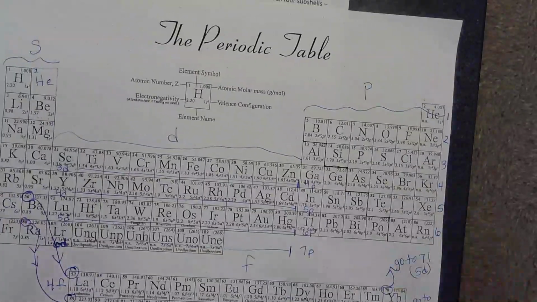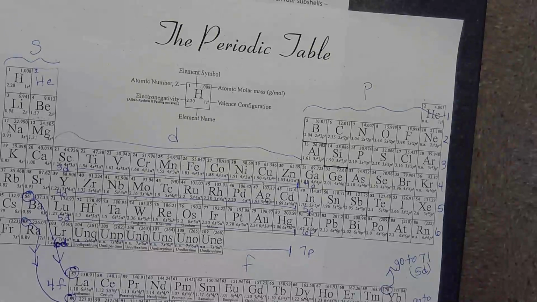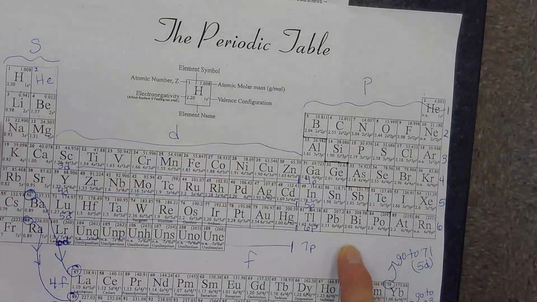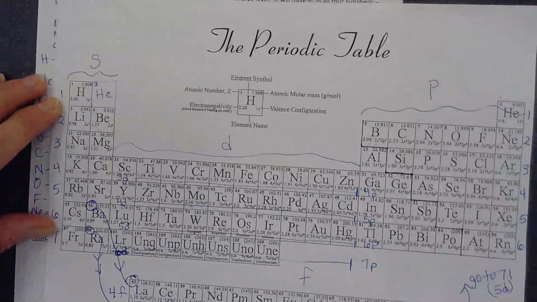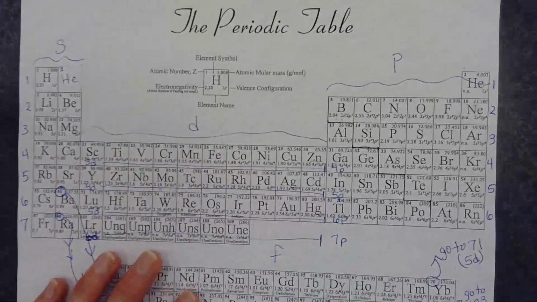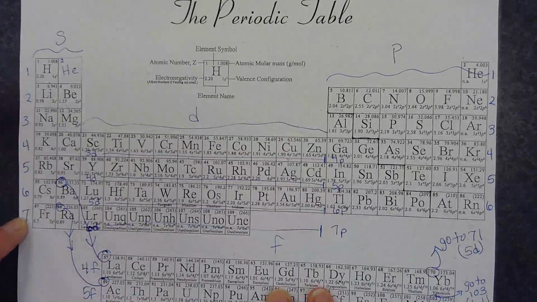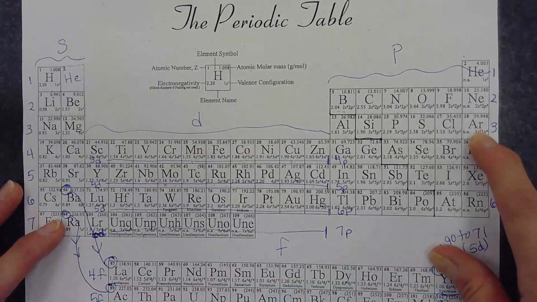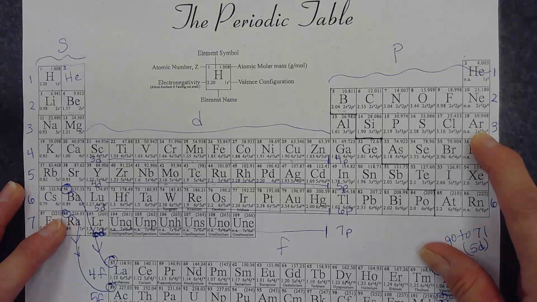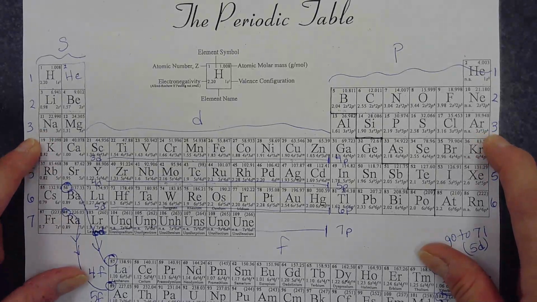Why? Because what is our outer energy level? Let's just think about this for a minute. These are the energy levels, correct? Let me zoom up. These are the energy levels right over here on the left side. So what is the outer energy level for argon? Come on, I'm right here. Look at my finger. 3, yes?